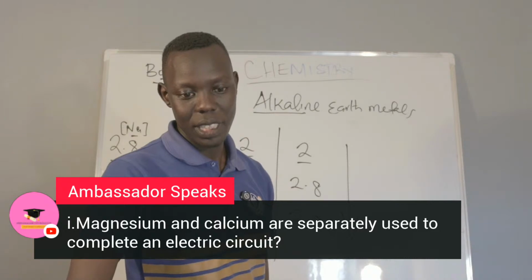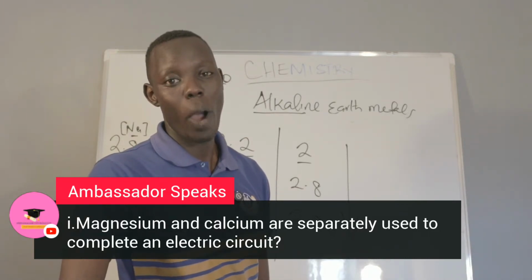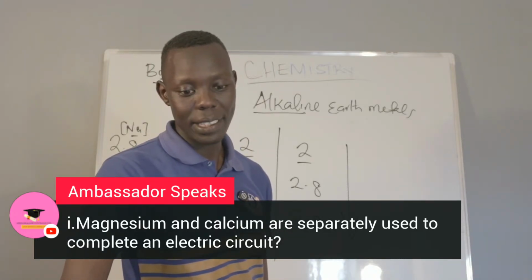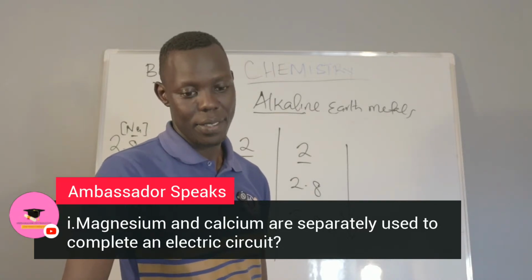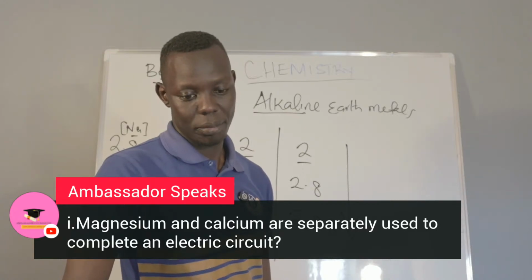Let me give you the observations. It is observed that the two of them allow current to flow through them. Why? Because they have delocalized electrons.